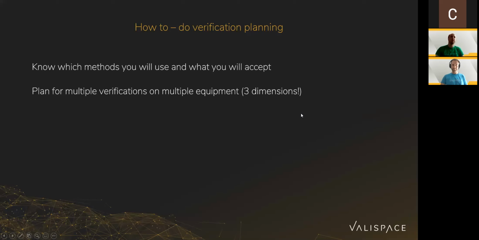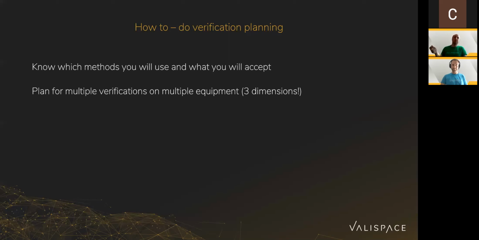Make sure that you plan for multiple verifications on multiple equipment for every requirement. This is a very tricky one. This is actually 3 dimensions. So you have a single requirement, and then this can be verified through multiple methods, for example through test and review and others, but you might do a test on an engineering model and a test on the flight model and a test on a very early prototype, right? So you suddenly have a matrix where you have a single requirement, multiple verification methods, and then multiple equipments that you are going to test them on.